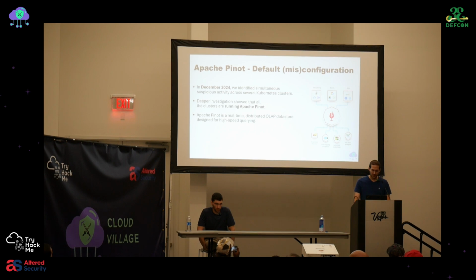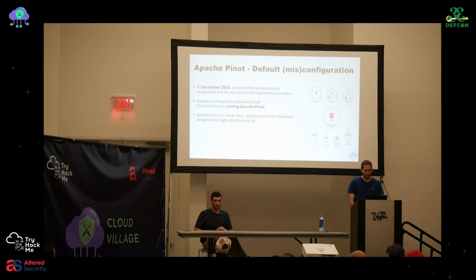So let's start. Here is the first default misconfiguration that we discovered and that initiated the whole research. In late 2024, we identified suspicious network activity on multiple Kubernetes clusters. It was at the exact same time, and the activity was also identical, so we understood that there is a connection between the clusters. What we found is that they are all running Apache Pinot. Apache Pinot is a data store that is used for low latency analytics and for querying in real time.